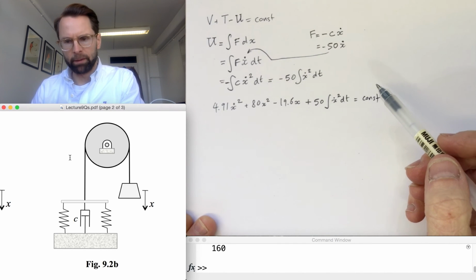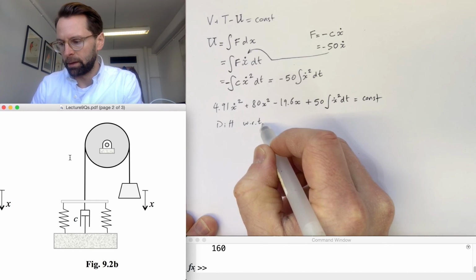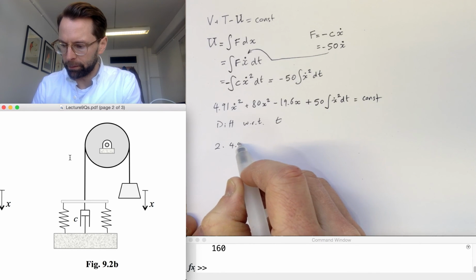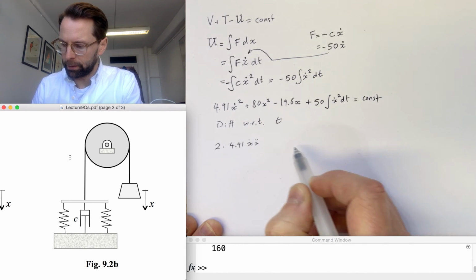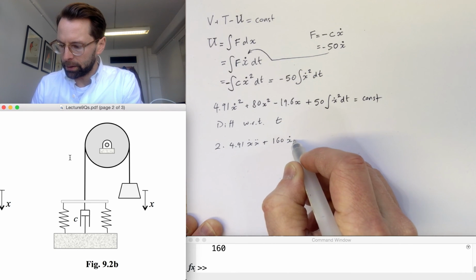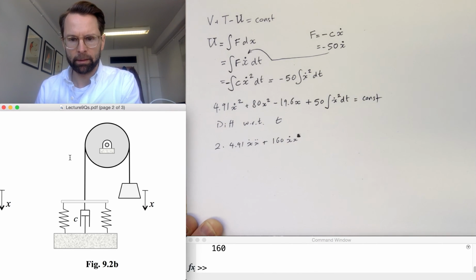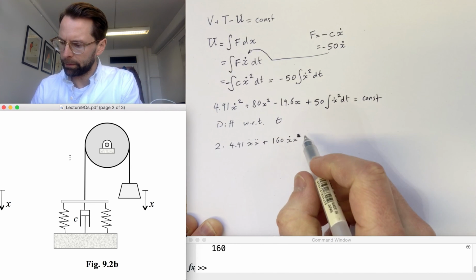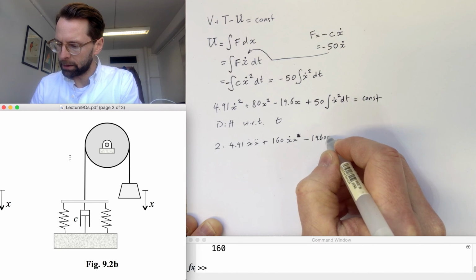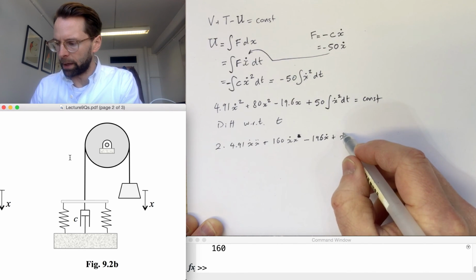Now we do exactly the same things as before. Differentiate with respect to time. We get the 2 at the front. We get 160 x dot x. Sorry, no, x dot x. I think that's right, yeah. And we get minus 19.6 x dot. And when you come to differentiate the integral with respect to time, it just goes to 50 x dot squared.